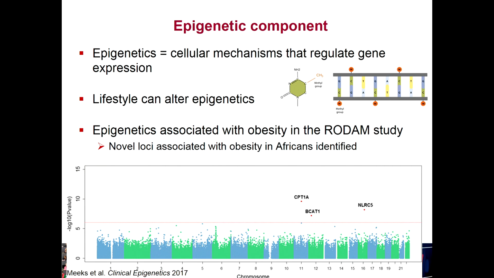So we studied the association between epigenetics and obesity in RODAM African populations. There had not been an epigenetic study before in Africans, and we found novel loci associated with obesity in our cohort in Ghanaians. However, much more work is needed to look at which environmental factors are driving these epigenetic changes and thereby increasing overweight and obesity risk, or whether overweight and obesity is inducing these epigenetic changes and thereby increasing risk for other diseases. So this is the first step, and more work is needed.